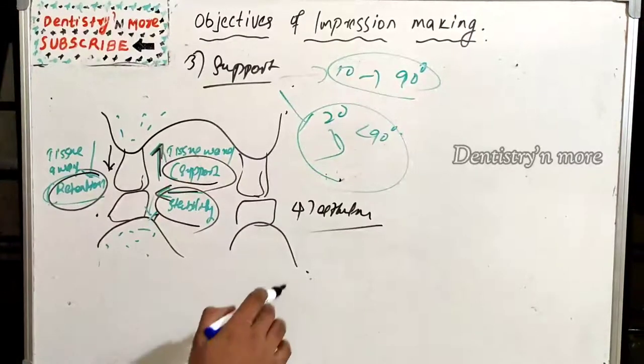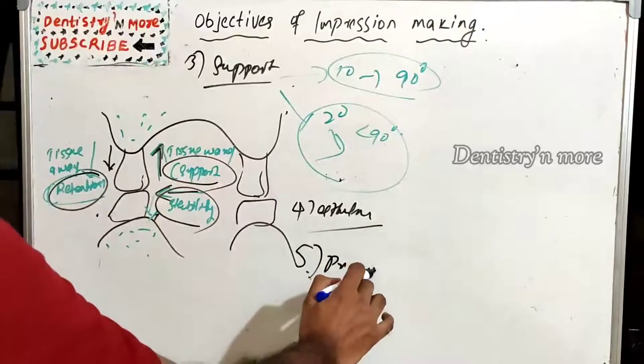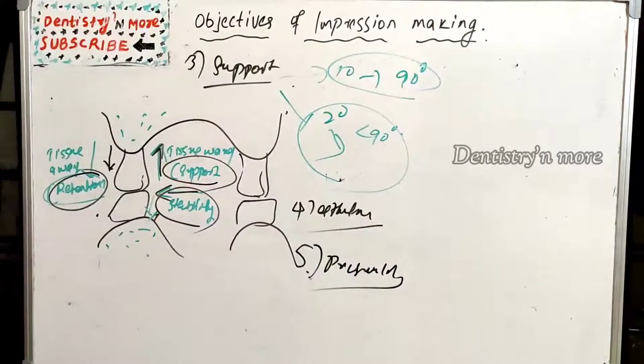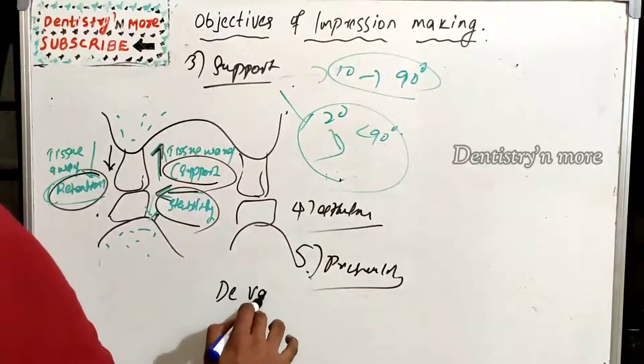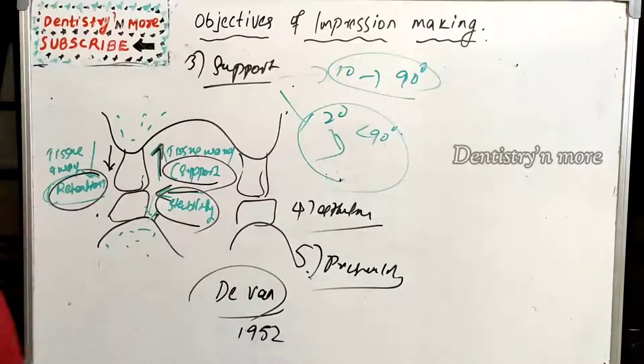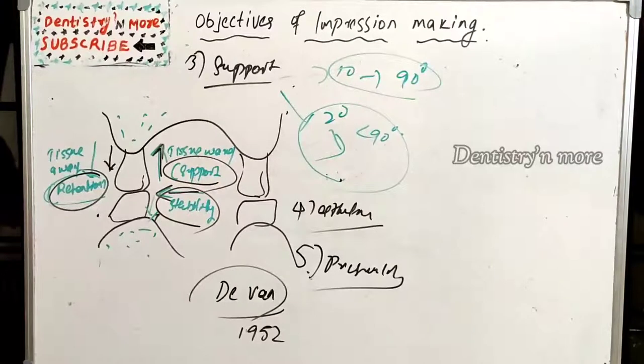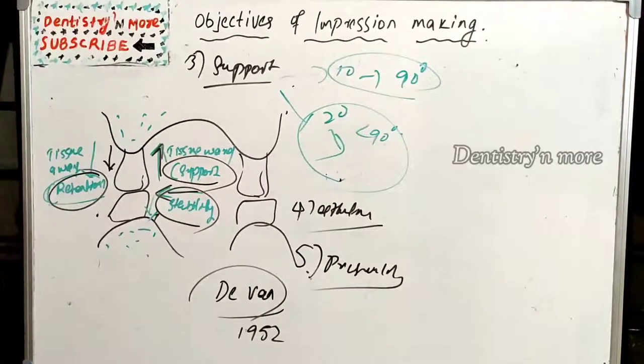Okay, and the last one, we have the preservation of structures. Preservation of that which remains is of utmost importance and not the meticulous replacement of that which has been lost. So this was stated by D. Van in 1952. So he said the preservation of that which remains is of utmost importance and not the meticulous replacement of that which has been lost. So the impression should record the details of the basal seat and peripheral structures in an appropriate form to prevent injury to the oral tissues.